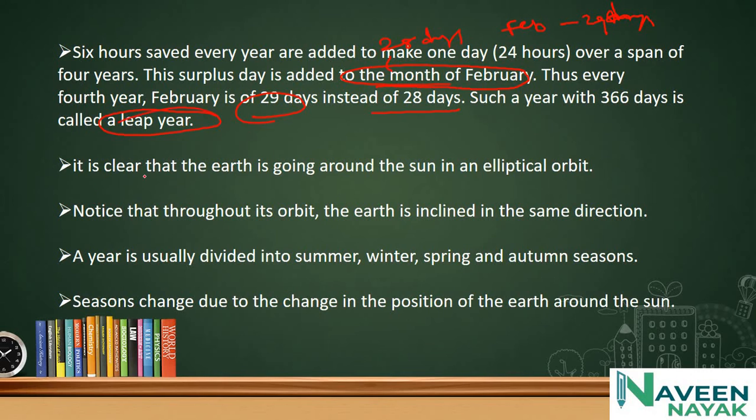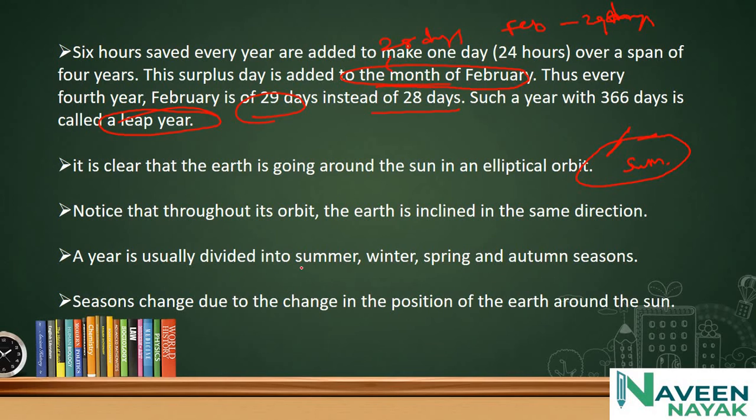Such a year with 366 days is called a leap year. Remember this, leap year. It is clear that the earth is going around the sun in an elliptical orbit. As I told, the earth is revolving around the sun in the elliptical orbit. Notice that throughout its orbit the earth is inclined in the same direction.